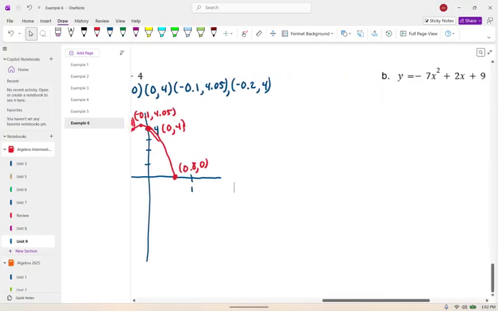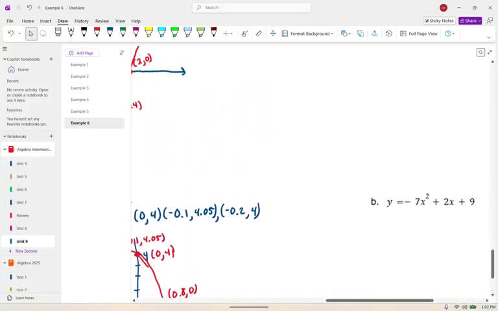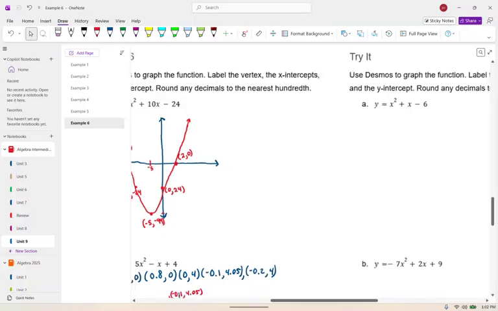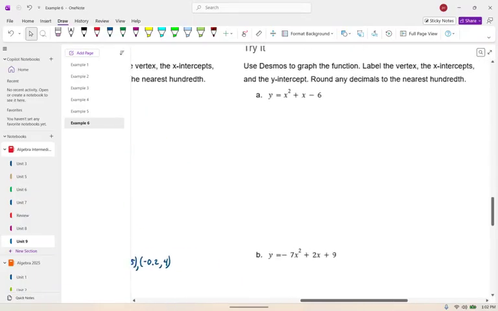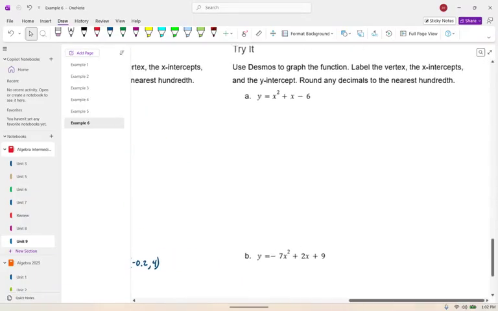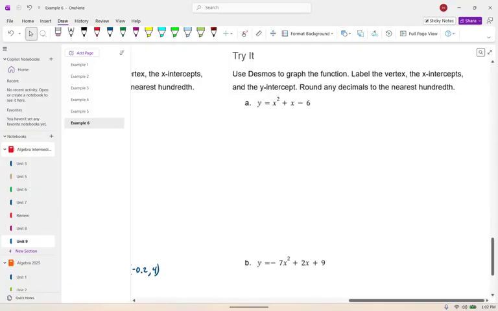So, okay. Now it's your opportunity to try. Okay. We'll go ahead and zoom out. So these are your 2 equations to try it on. So use Desmos to graph the function. Again, label the vertex, x-intercepts, y-intercepts. Make sure you have about 5 points on there that you can show.